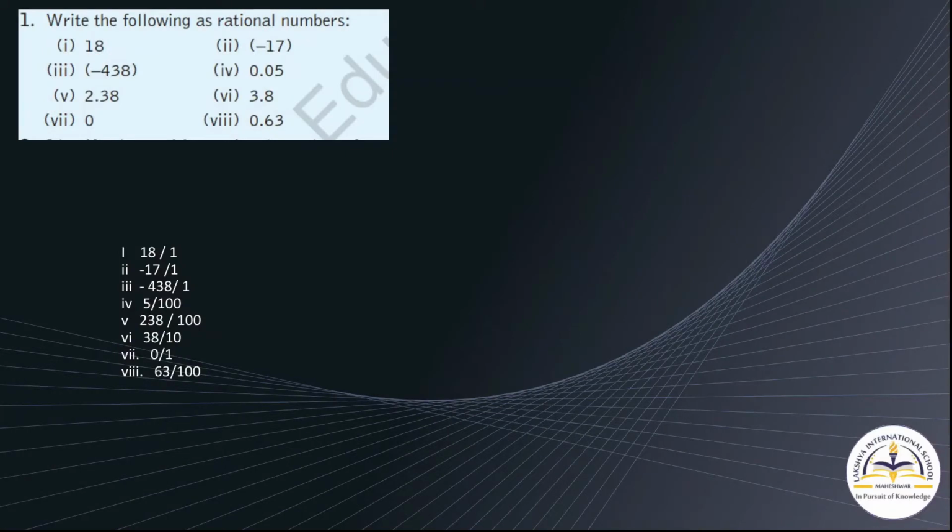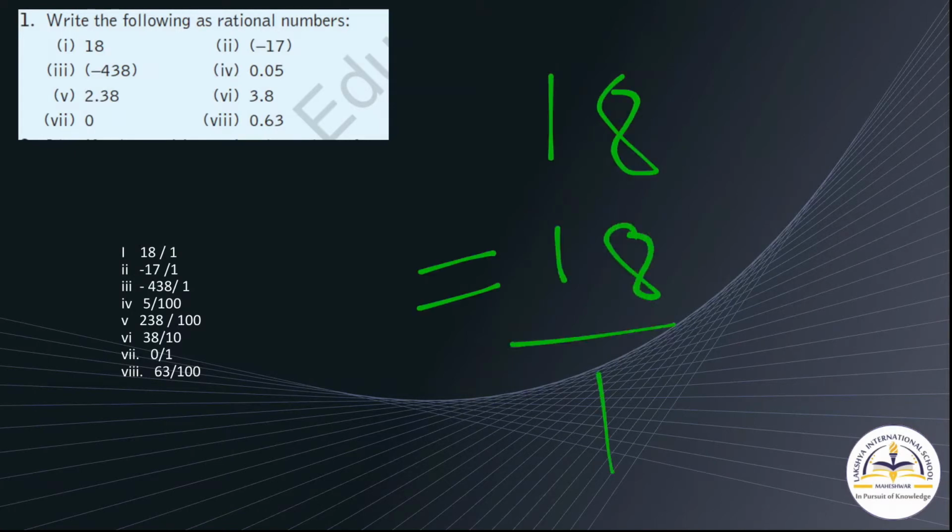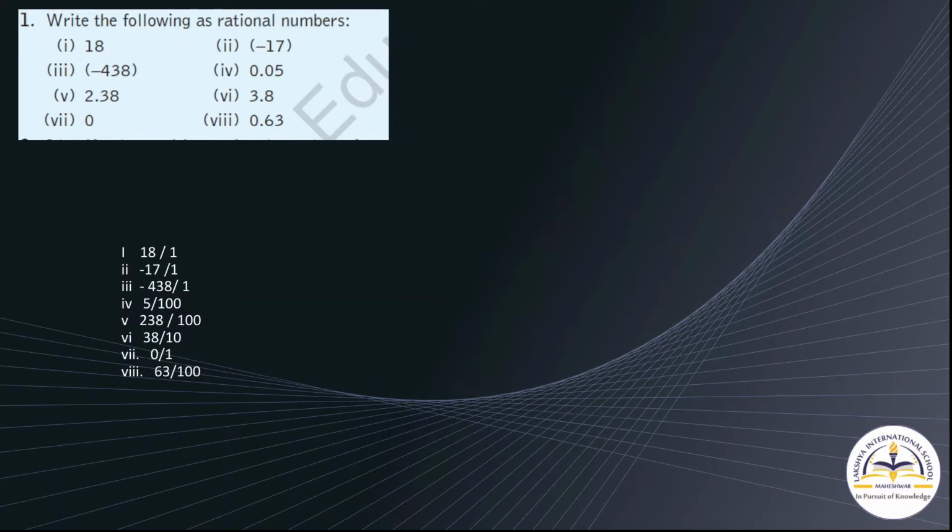Question number 1, write the following as rational numbers. 18. How can we write 18 as a rational number? 18 divided by 1. Okay, now minus 17, same, minus 17 by 1, minus 438 by 1, 0.05. Now you can see when you remove the decimal you will get 5, so 5 by 100 is our answer. Now in the same manner you have to solve these questions.